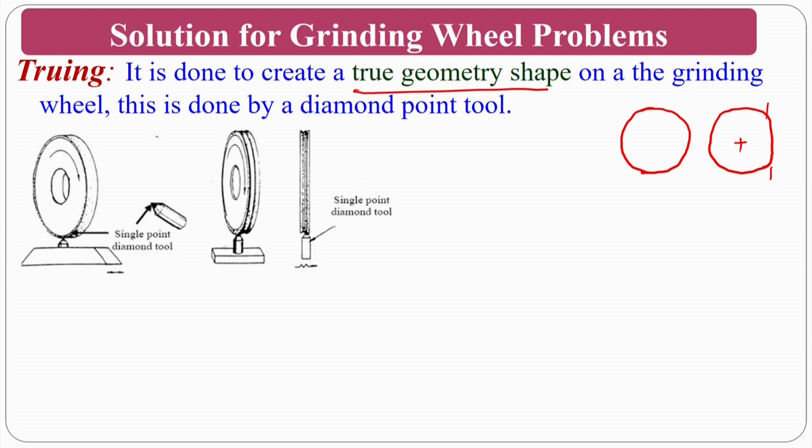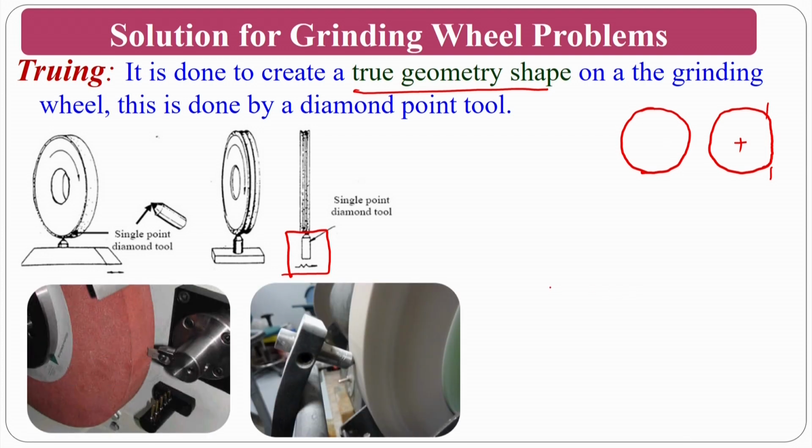So for that purpose, I will use a diamond indenter here also, and since I am giving a constant depth of cut, this particular portion which is already worn out won't come in contact, but the other regions will come in contact and you will get the original circular surface. That is about the truing. Truing means you are going to get a true geometry of the grinding wheel.